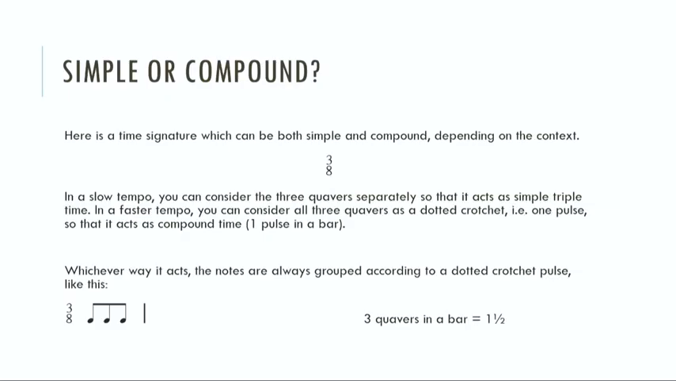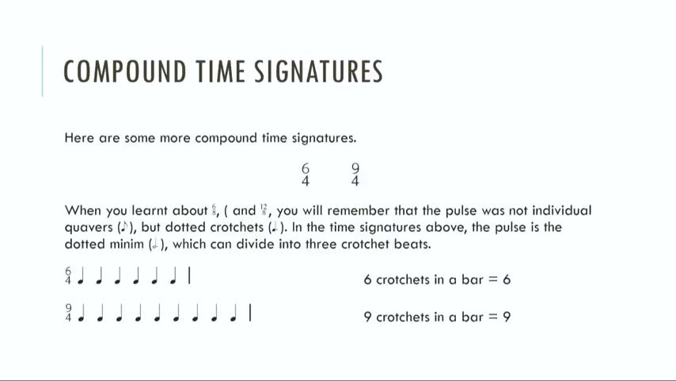Whichever way it acts, the notes are always grouped according to a dotted crotchet pulse in 3/8. So in 3/8, if there are 3 quavers in the bar, they are beamed together. And a whole bar of 3 quavers is equal to 1.5. So this is another time signature that you get, 3/8, and it can act either as simple or as compound, depending on the context. Let's have a look at some other compound time signatures.